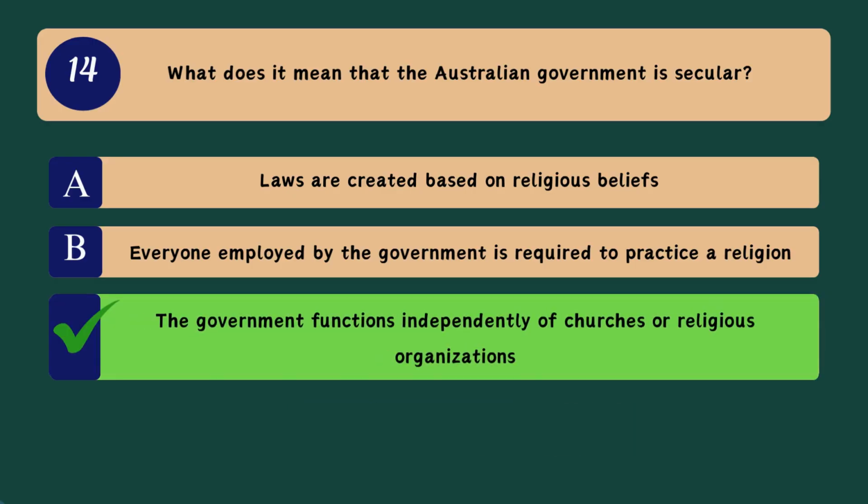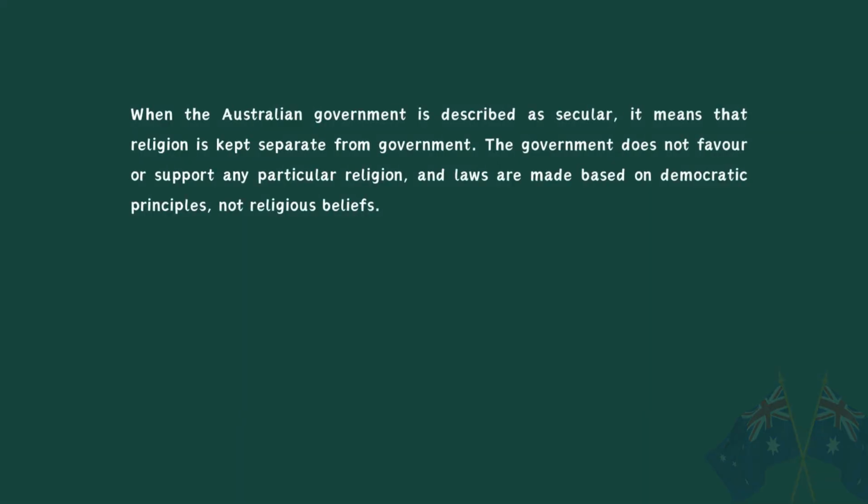Correct answer, C. The government functions independently of churches or religious organisations. When the Australian government is described as secular, it means that religion is kept separate from government. The government does not favour or support any particular religion, and laws are made based on democratic principles, not religious beliefs.